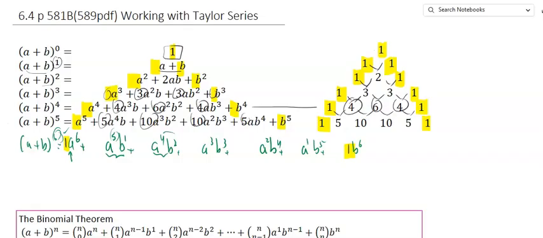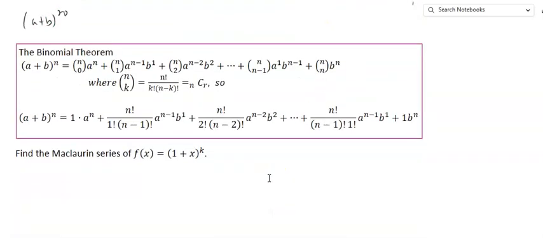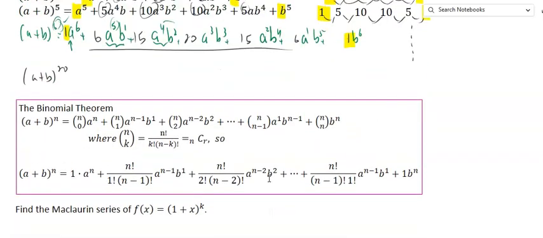So if they wanted to figure this out, they said, look, that's a 6, that's a 15, that's a 20, that's a 15, that's a 6, that's a 1, and that's a 1. And that's how it was done. The issue with it was, if you wanted to find (a + b) raised to the 20th, you need to list the first 19 rows of this pyramid. Later on, they discovered the binomial theorem, which is identical.